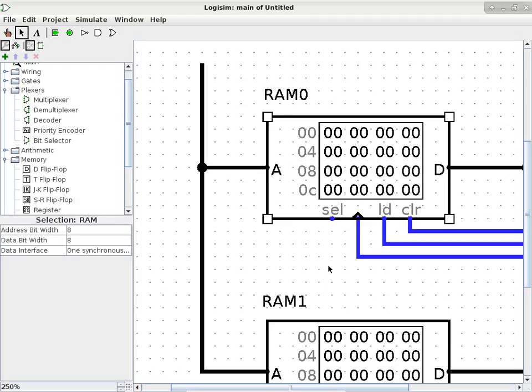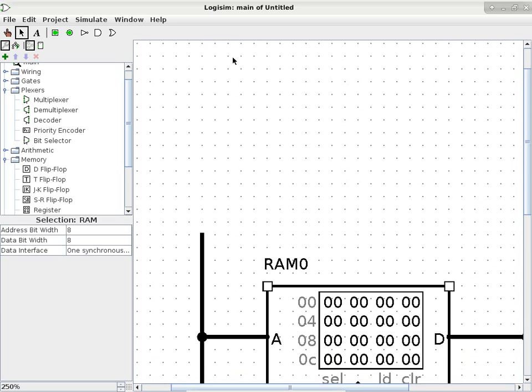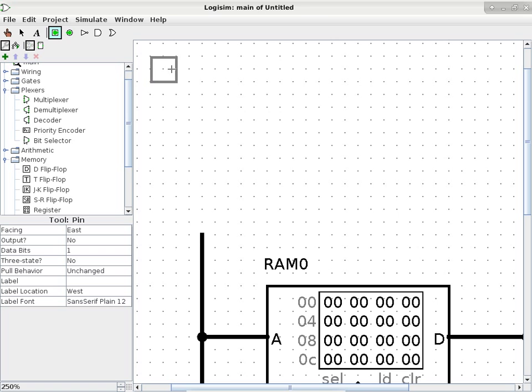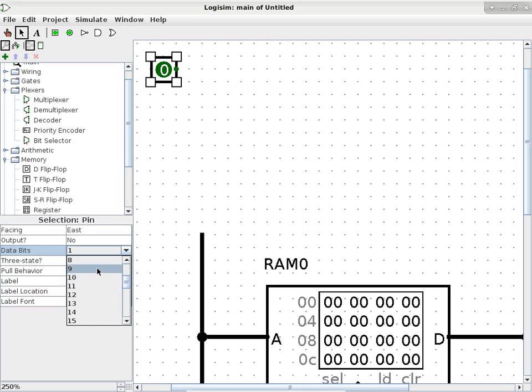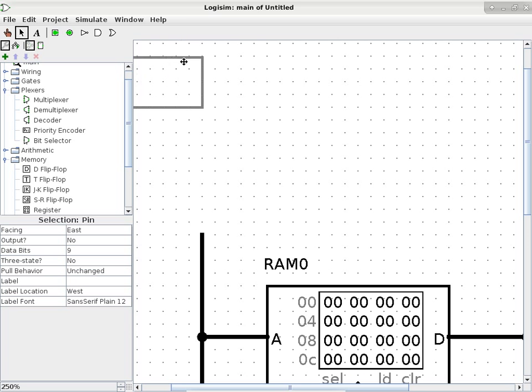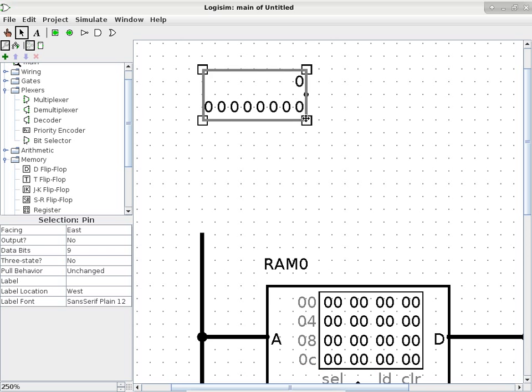With 512 bytes, how many bits do you need to address a unique location? If you look at all 512 bytes as one single space, how many bits do I need to address a unique location? 9 bits. Very good. Okay. So what we'll do next is to put in the input pin for the entire memory bus. Okay, 9 bits. So we are going to change the data bits from 1 to 9.